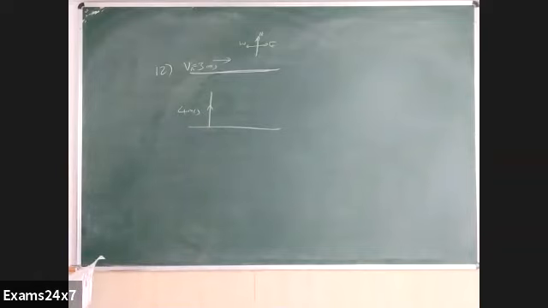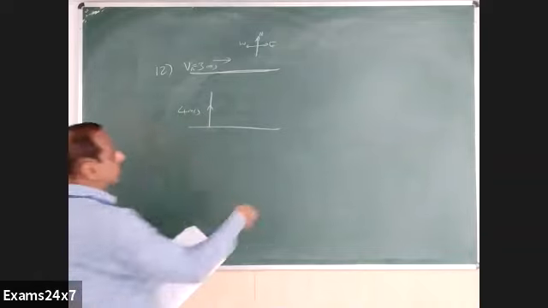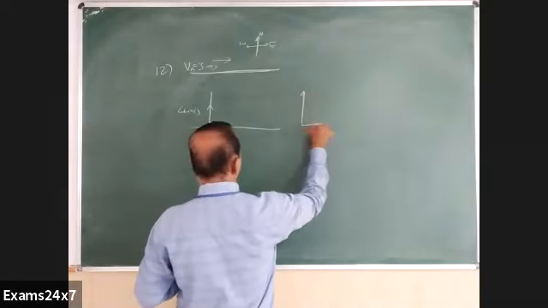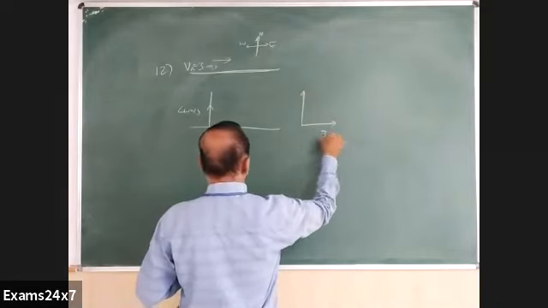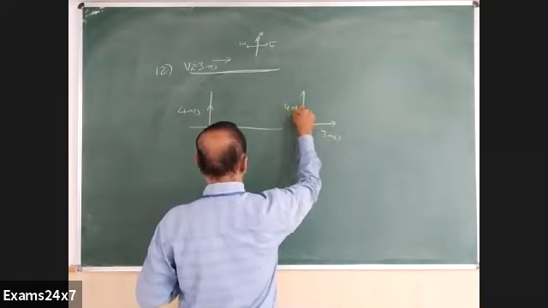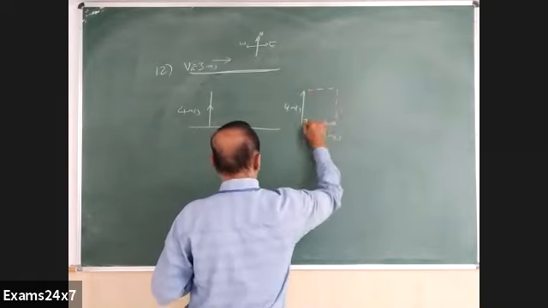There are two velocities now. One directed this way, another one like this. So this is 3 and the other one is 4. What is the resultant? That's it.